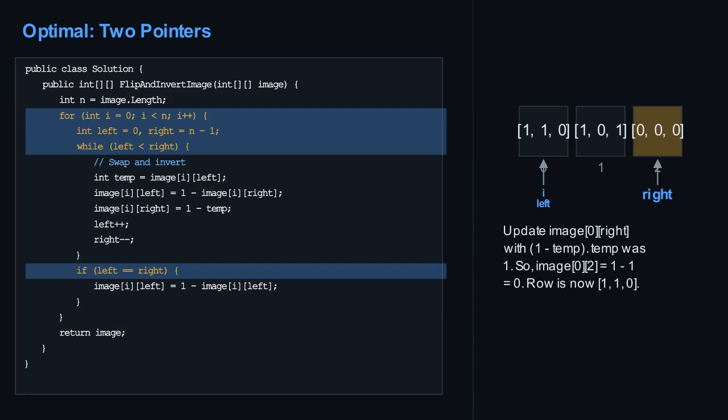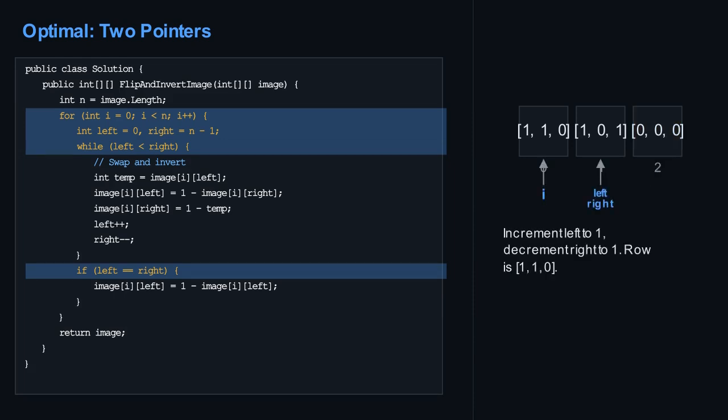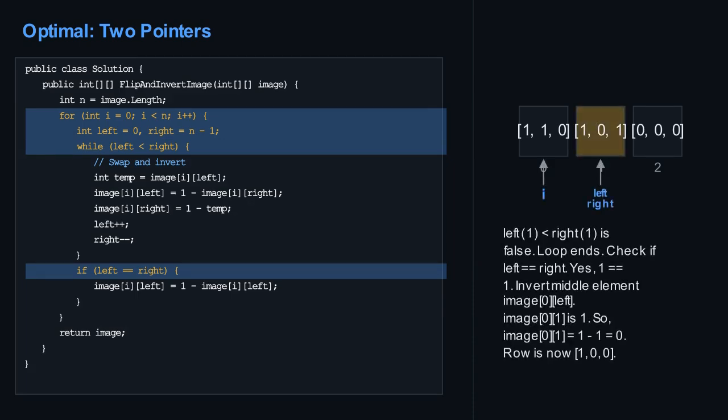We set it to 1 minus the value at image at row 0, column right. The value at image at row 0, column right is 0, so 1 minus 0 is 1. Image at row 0, column 0 becomes 1. Next, we update image at row 0, column right. We set it to 1 minus our temp variable. Temp was 1, so 1 minus 1 is 0. Image at row 0, column 2 becomes 0.